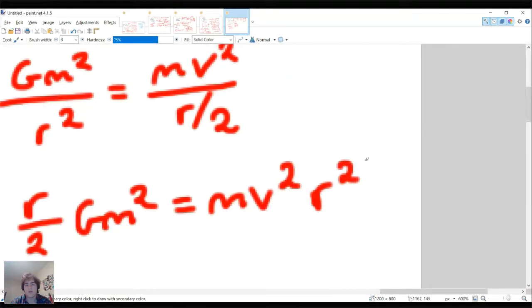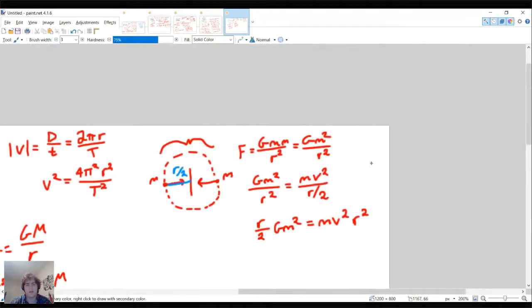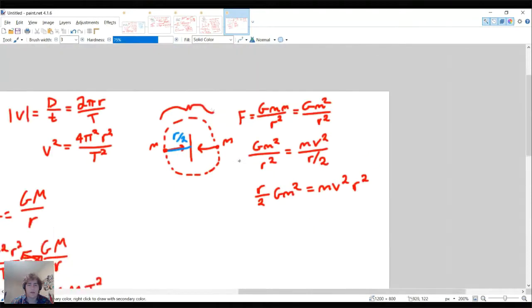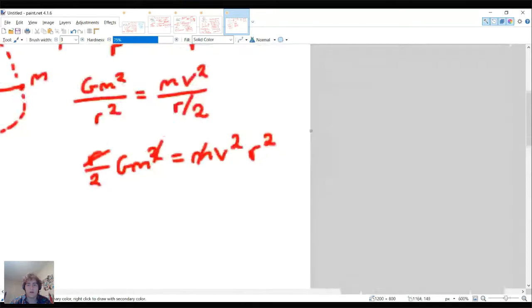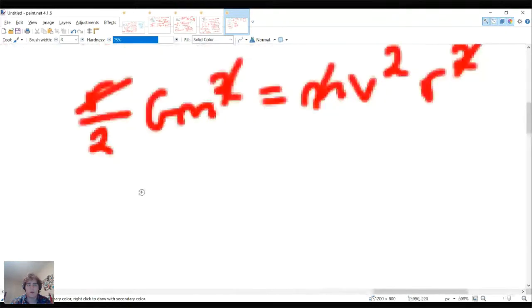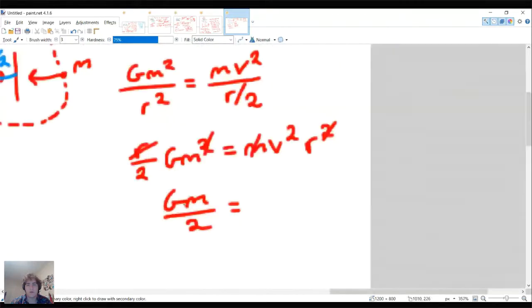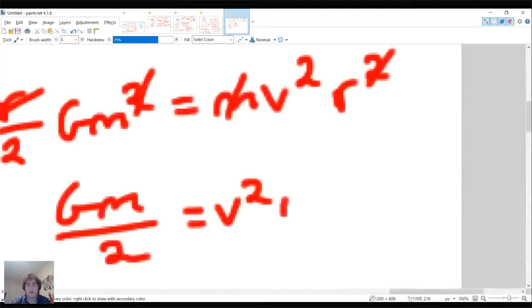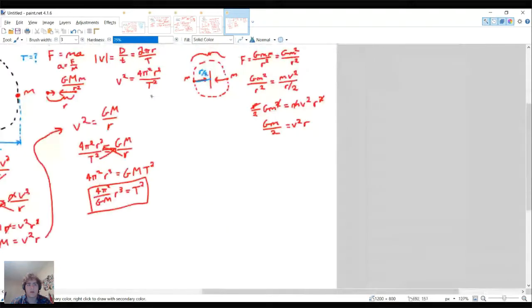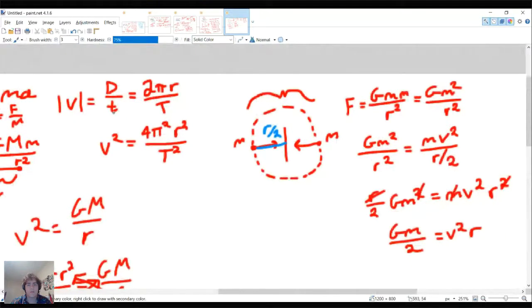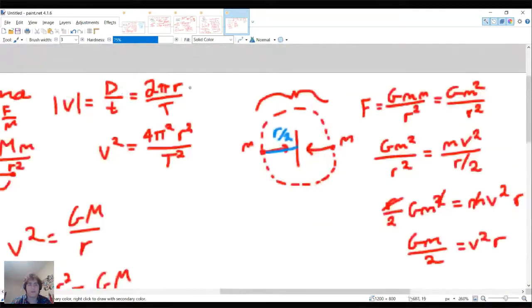R squared. And we're going to notice something cool. Now the system actually does depend on the individual masses. So one M cancels, one R cancels. Now we get GM over 2 is equal to V squared R. Same substitution for V squared that we made before. But now it's not this R anymore, right?